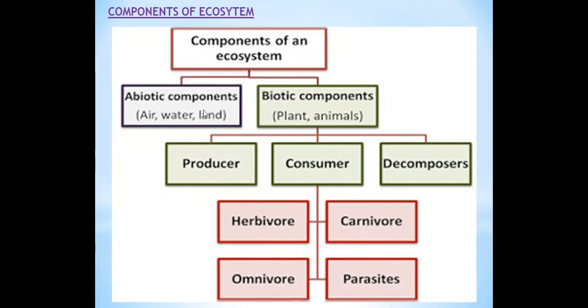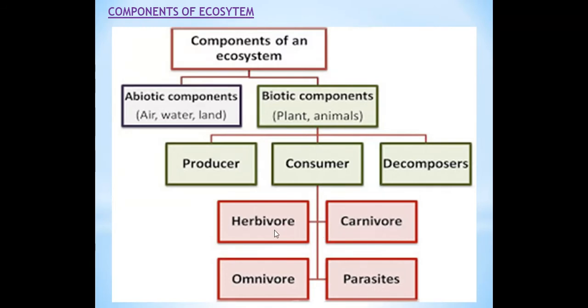Example of abiotic component: abiotic means the non-living components. Air, water, land, sunlight, these all are non-living things. So they comprise the abiotic component, and examples of biotic components are plants and animals. Now biotic components can be of three types: producers, consumers and decomposers. If we talk about consumers, there are four types of consumers: herbivores, carnivores, omnivores and parasites.